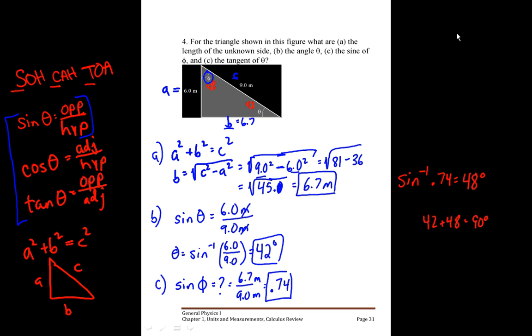And then part C, I want to know the tangent of the angle theta. Tangent of theta is opposite over adjacent. That's going to be 6 meters over 6.7 meters. And 6 over 6.7 is 0.90. Excuse me, not meters, just 0.90.